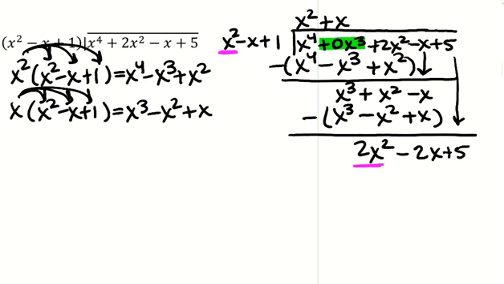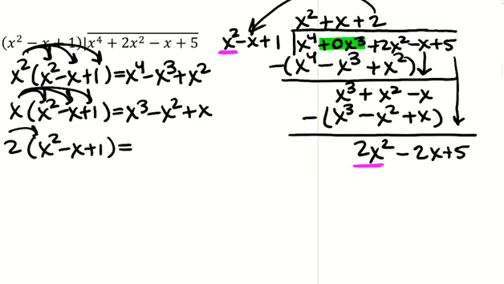And then we think to ourselves one more time, what would I multiply x squared by to get 2x squared? You would multiply it by 2. You take the 2 and you distribute it in, so it's 2 times x squared minus x plus 1 is 2x squared, negative 2x, and positive 2.